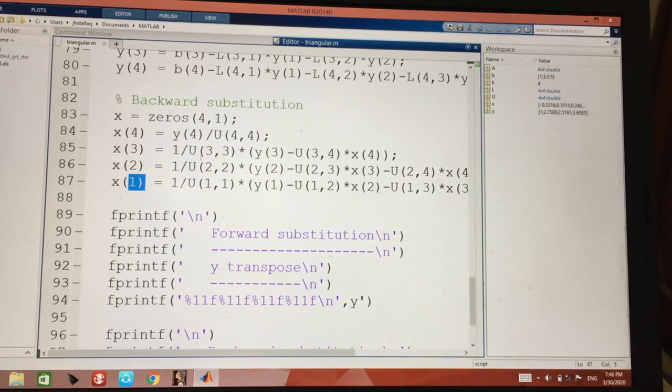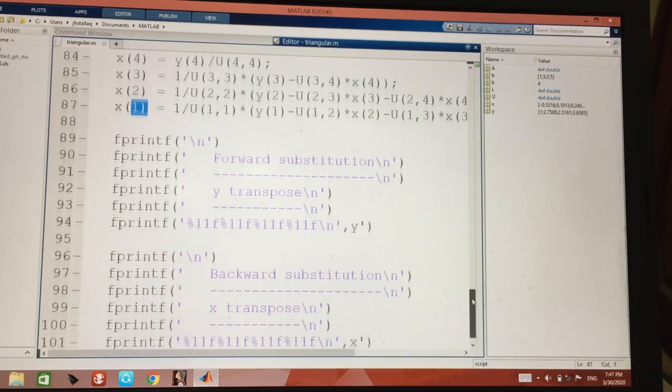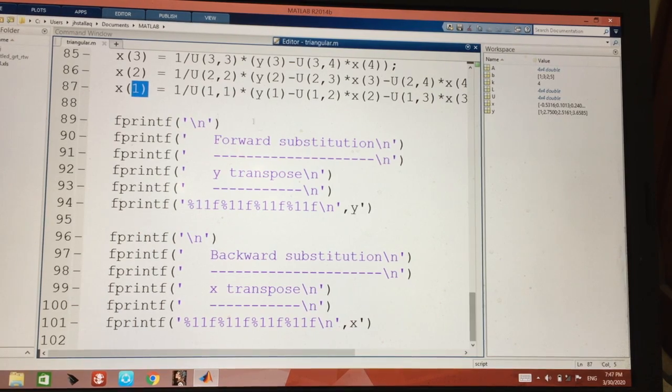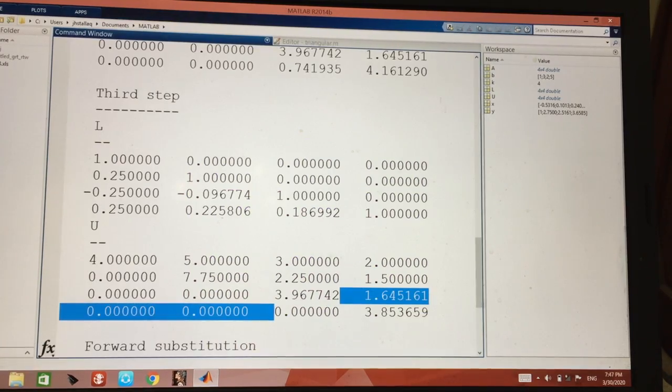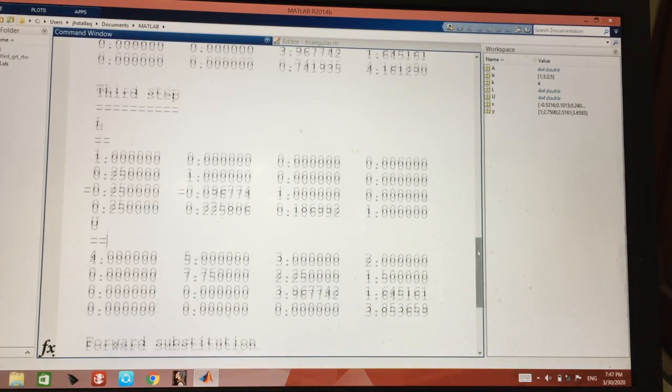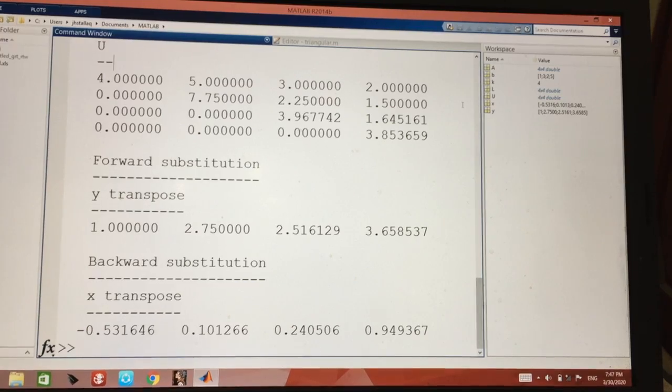Okay, you see here we divide by u k k. So u3 3, u2 2, u1 1, and the first one u4 4. In the forward substitution, these were ones, okay? And here they have a value. Then we print y and x as seen here, okay? Very good. So to make sure that what we did is right, okay?